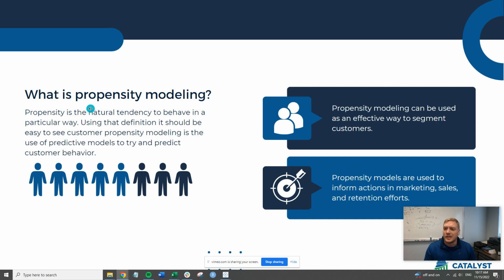So we'll start out with what is propensity modeling. Basically, propensity is your natural tendency to do something. So customer propensity is just looking at the behaviors that a customer may do in the future. Propensity modeling is a good way to segment your customers, to unlock some value and proper interaction with those customers. It also helps you inform the actions of your marketing, sales, and retention teams.